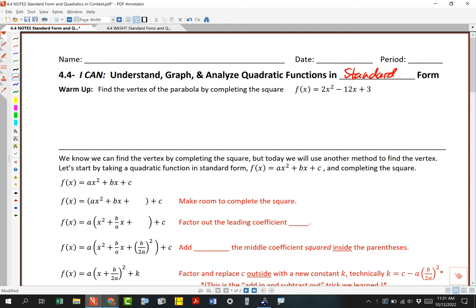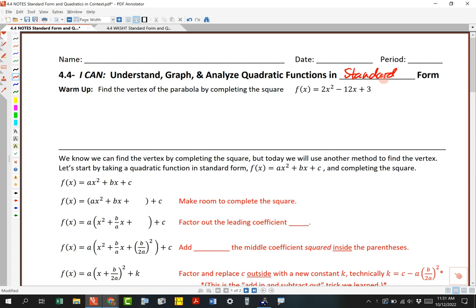Everybody watch, please. Okay, first of all, I want you to write the word standard right here. Here's our goal today. We want to be able to understand, graph, and analyze quadratic functions in standard form. We haven't done much analysis lately. That was what we did in Unit 2. But we're going to look at some graphs and figure out, hey, what are the important features here? What's going on? How would we describe these? And these have to be in standard form when we start with them.